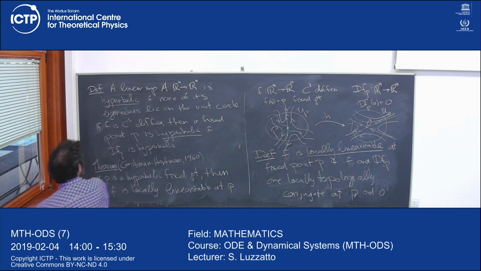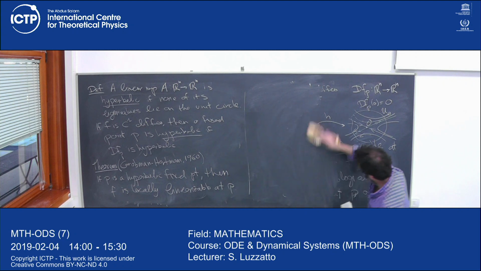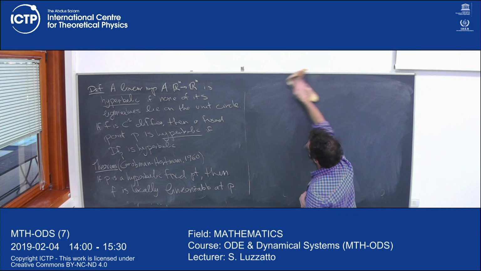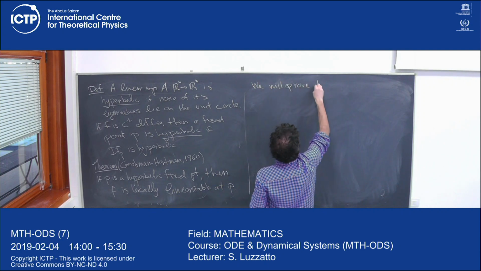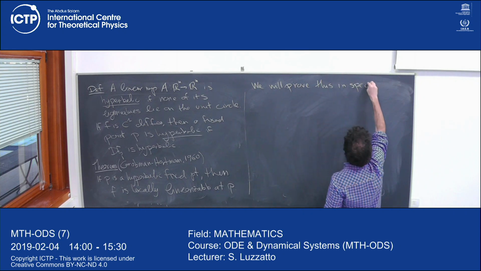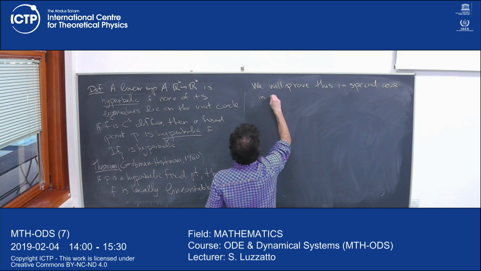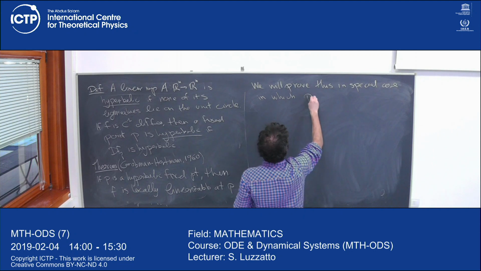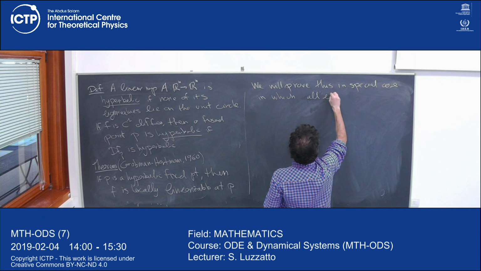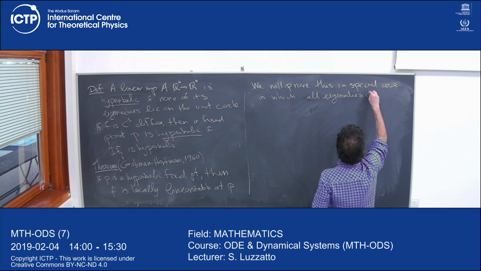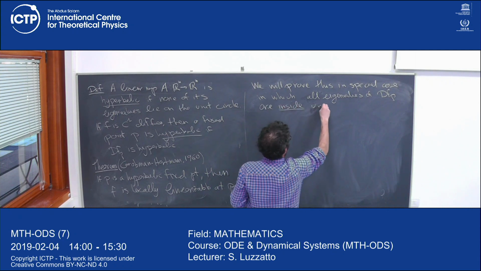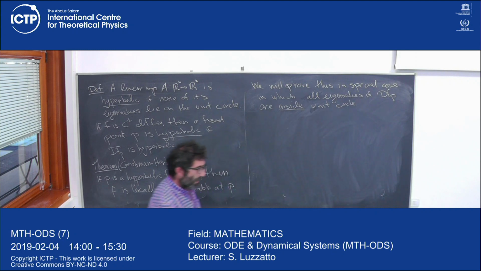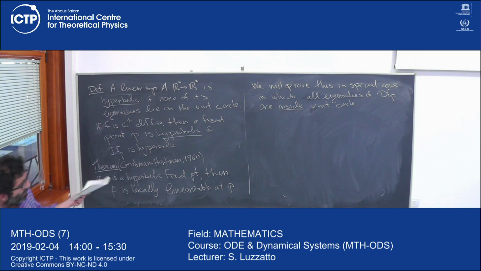So let me just write this down. We will prove this in the special case in which, at P, all eigenvalues of df of P are inside the unit circle. And actually the general case is not that much more difficult. It's really the same techniques but adapted, and you introduce a few more technicalities that I don't want to spend time doing.